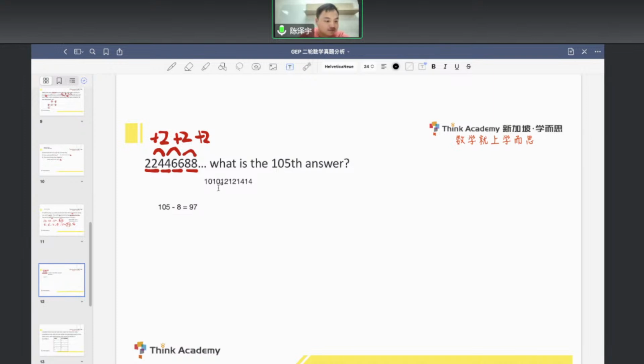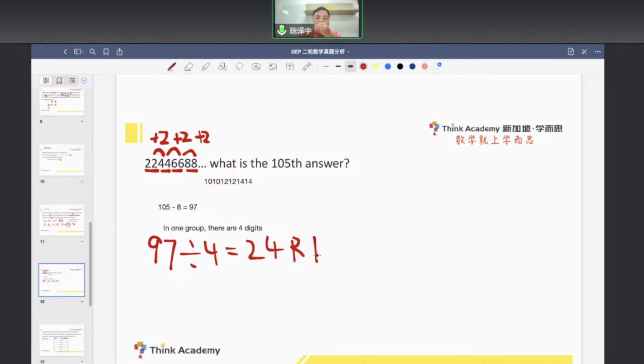Then if you observe, after that there are 2 digits in one number, so in one group there are 4 digits. So I'm left with 97 digits. How many groups are there? It's just 97 divided by 4, which gives 24 remainder 1. So we have 24 full groups and a remainder of 1, which means it is the 25th group.